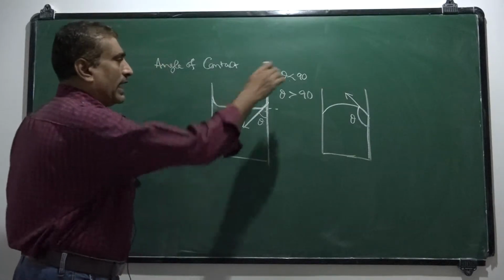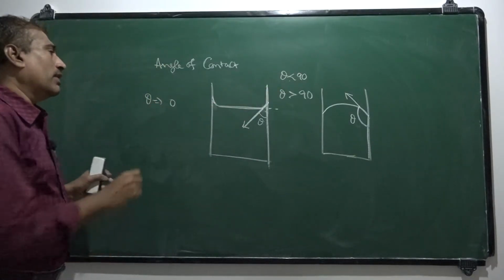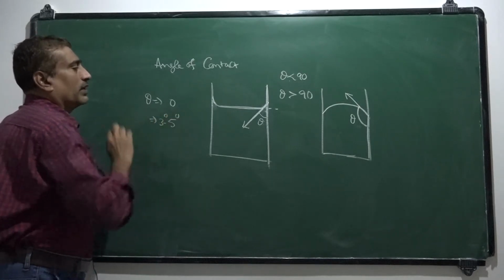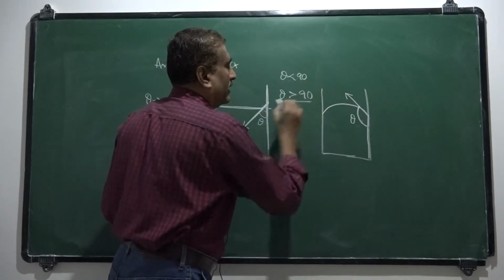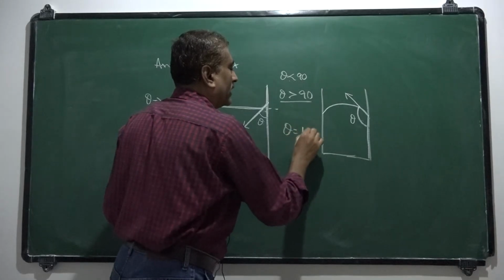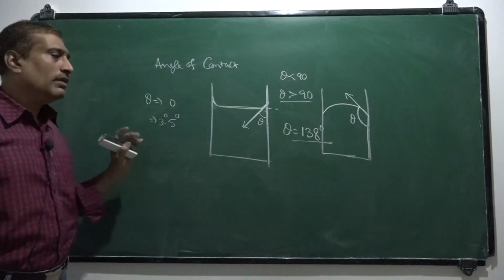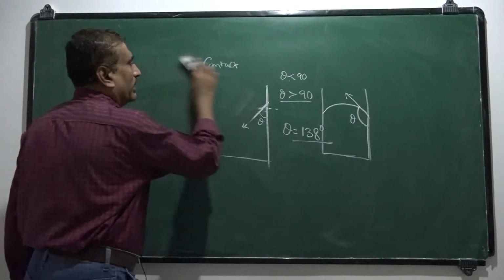So the angle of contact theta for pure water is 0. For ordinary water it is approximately 3 to 5 degrees. Whereas in this case, whose angle of contact is greater than 90, this is the case of mercury, whose angle of contact is approximately 138 degrees. Okay. Now the next property is capillarity.